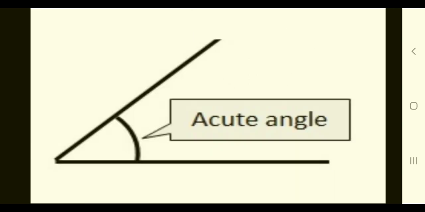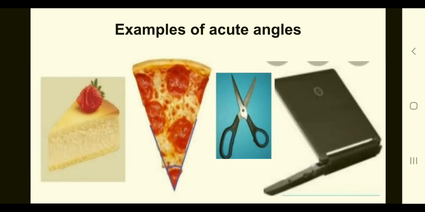Now let's move to the third type of angle, that is an acute angle. An angle which is smaller than a right angle is an acute angle. Here are some examples of acute angles. Slice of cake, slice of pizza, scissors, laptop are some of the examples which we see in our daily life.